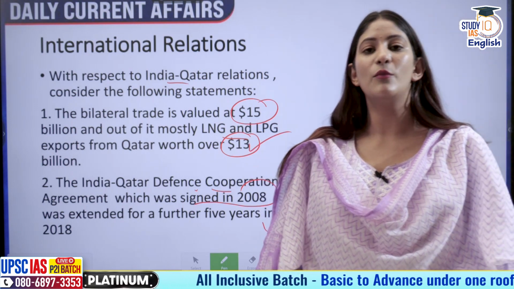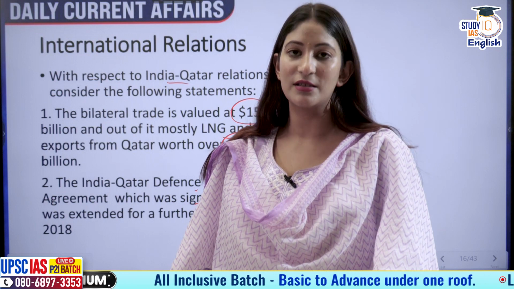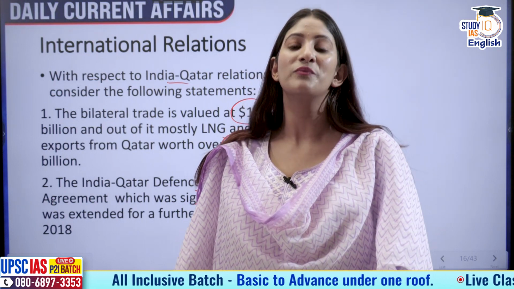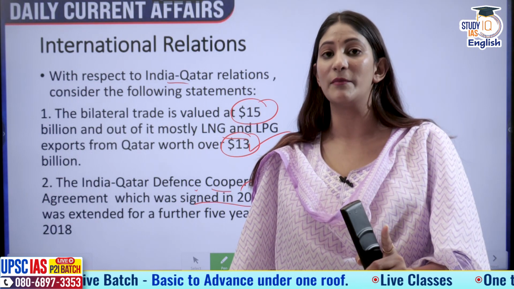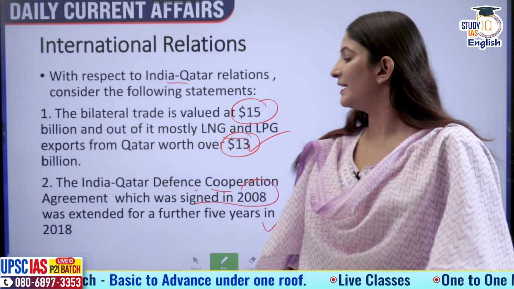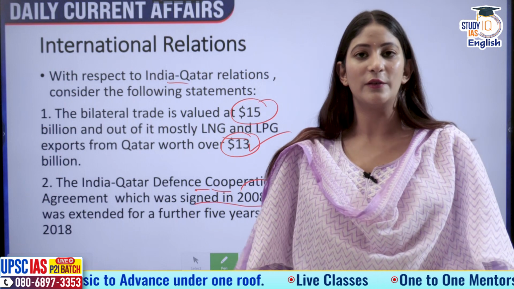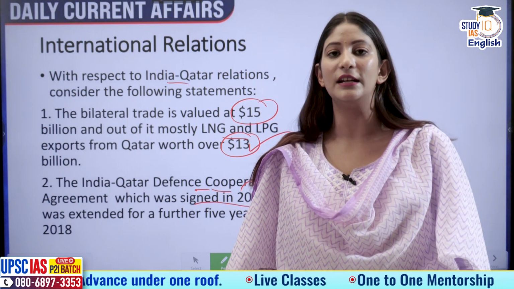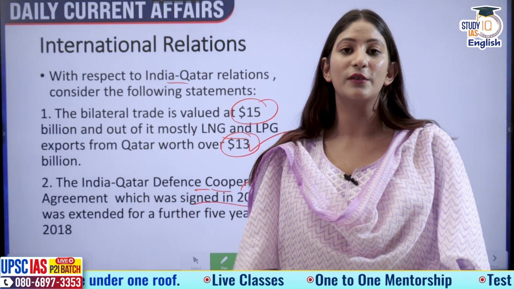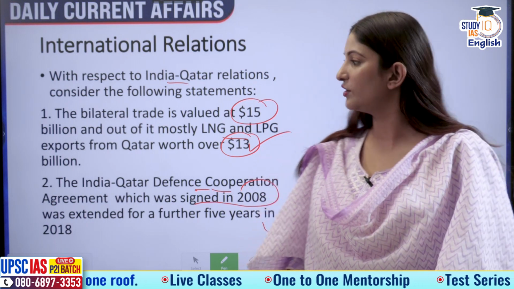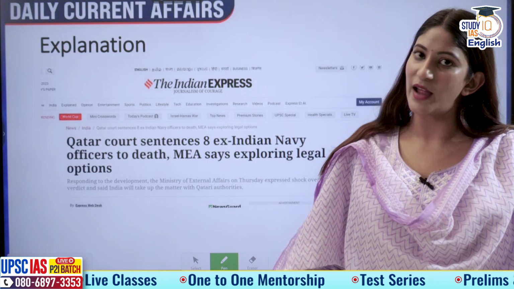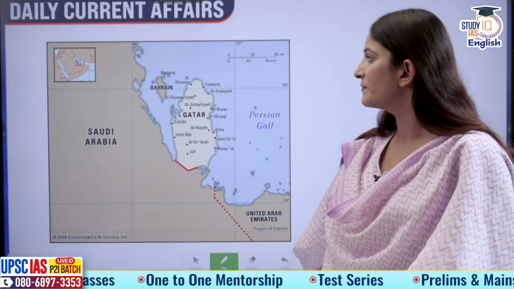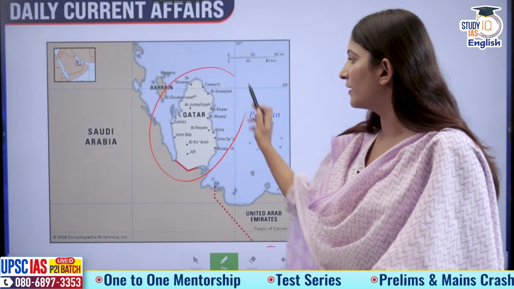And when Dr. Manmohan Singh, the former Prime Minister of India, visited Qatar in 2008, the first time ever by an Indian Prime Minister, the India-Qatar Defence Cooperation Agreement was signed. And in 2018, it was also extended for a further 5 years. That means 2023. So both the statements are correct. Both 1 and 2 will be the correct answer. I have already introduced you to the news. And here is the country of Qatar.